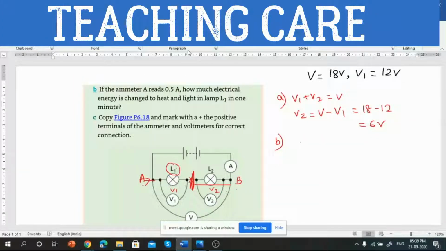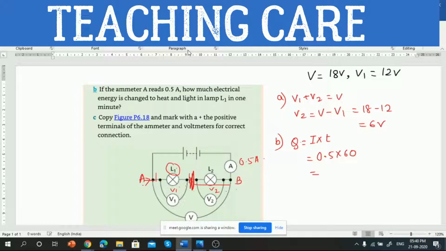Ammeter A reads 0.5 ampere here, okay? How much electrical energy is changed to heat and light in lamp L1 in 1 minute? So what do we need? We need to find out first the amount of charge that needs to be moved, right? The amount of charge is I into T. So I is 0.5 and time is 60 seconds. 1 minute means 60 seconds.